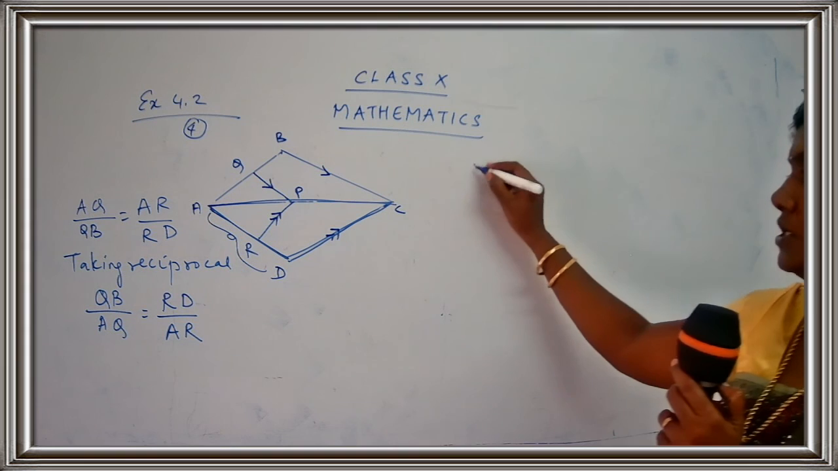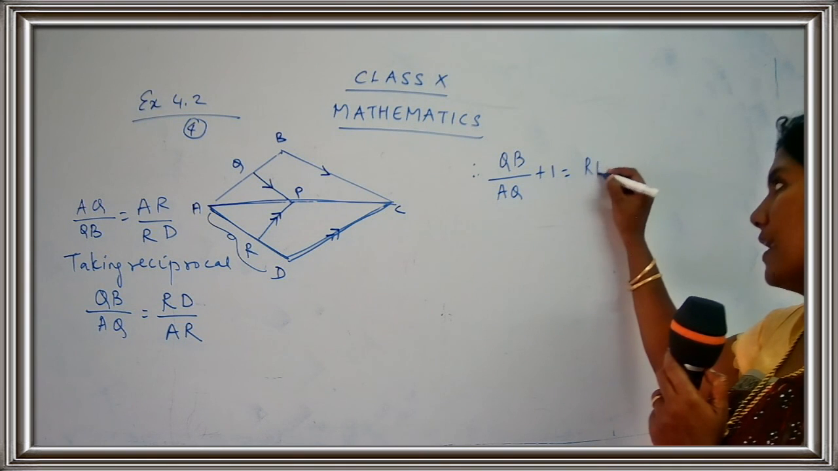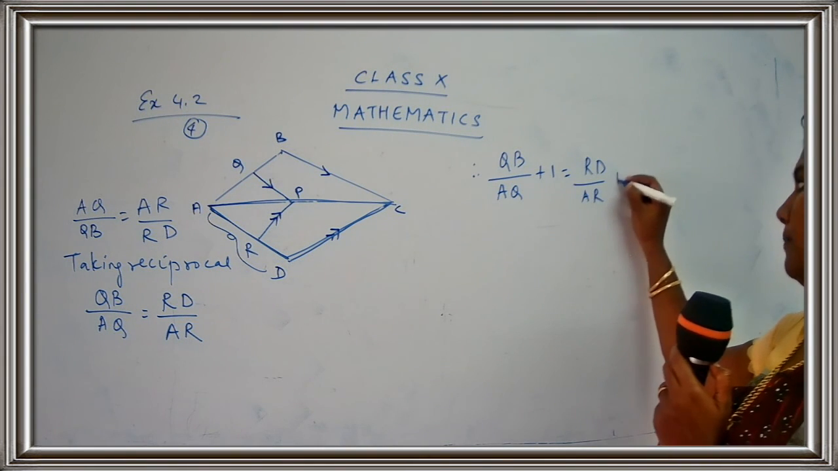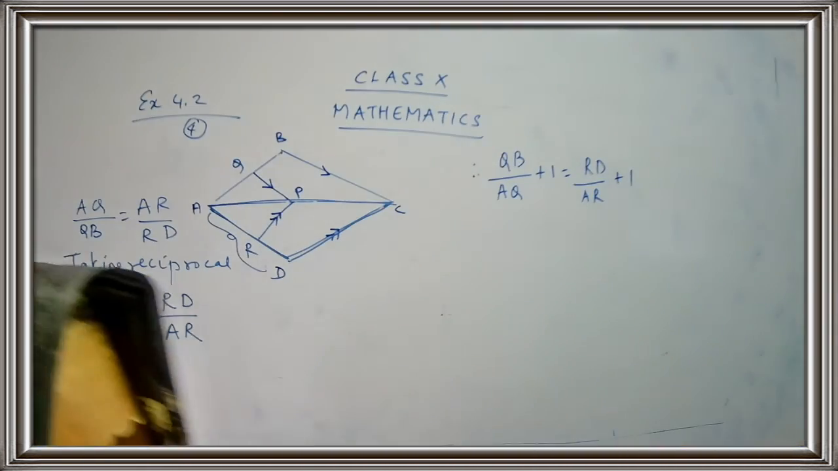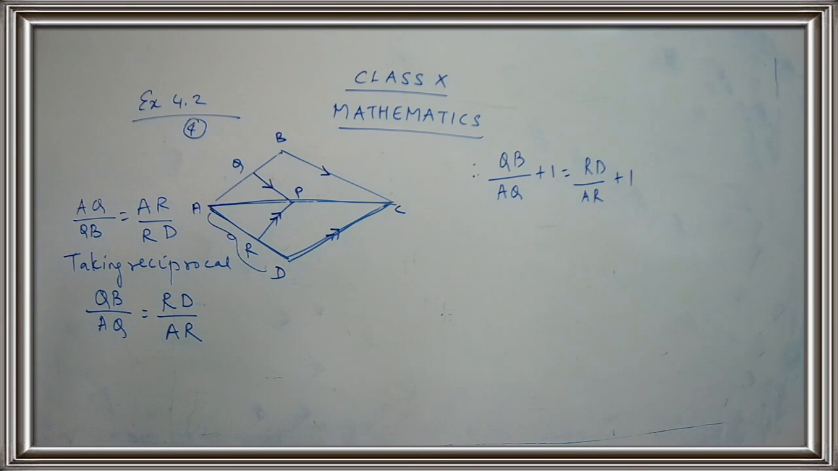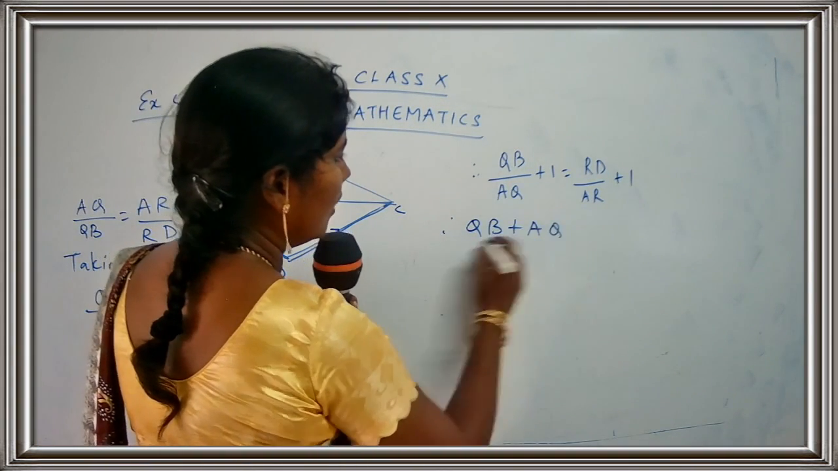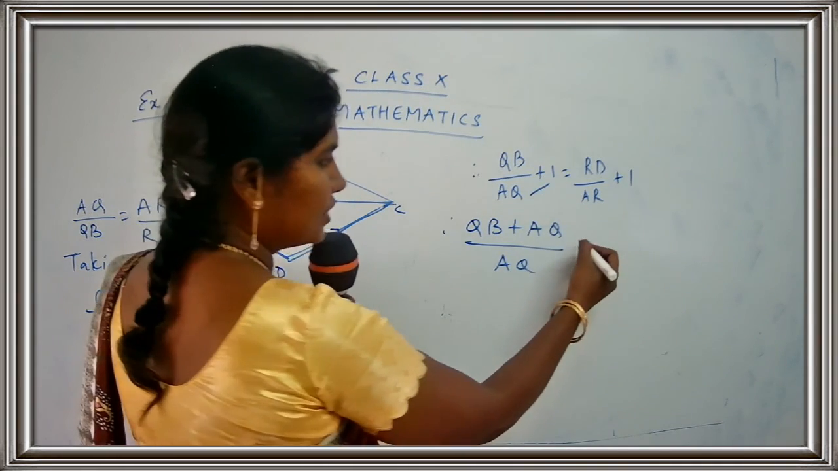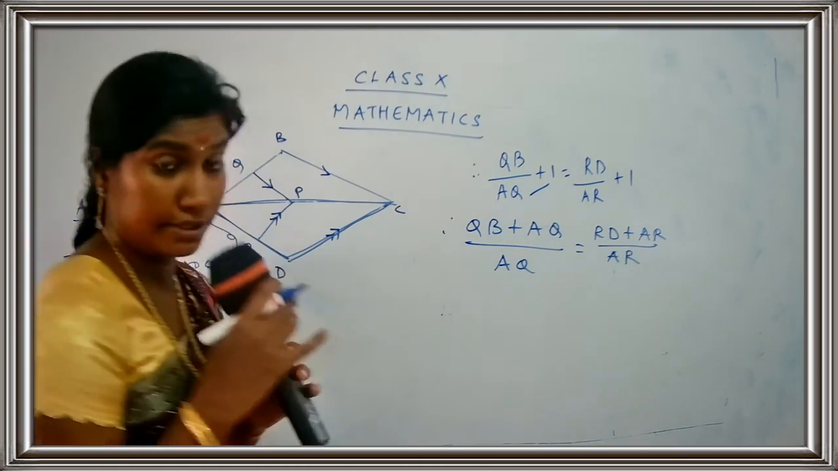So let's add here. So I get QB upon AQ plus 1 is equal to RD upon AR plus 1. Have I taken the steps correctly? Yes. QB upon AQ plus 1 and RD upon AR plus 1. Okay, let's take the LCM over here. So I get here QB plus AQ upon AQ, just cross multiplication. This is equal to RD plus AR upon AR. Getting the point, children? Is it clear?